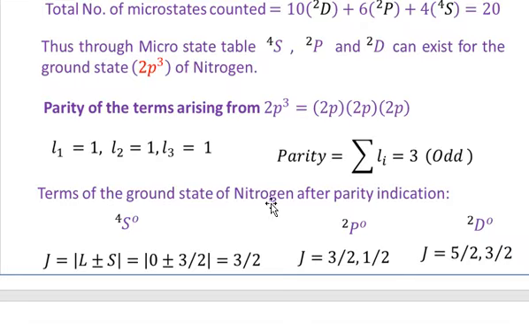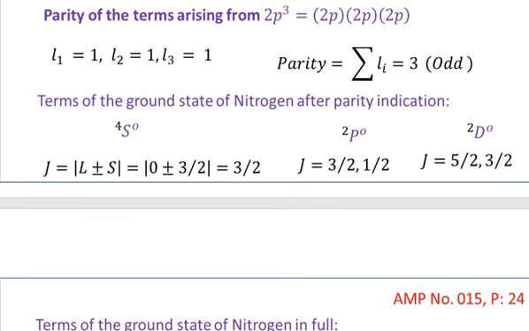So with these terms, you have the odd parity, and the odd parity is designated by the symbol O as a superscript. The terms of the ground state of nitrogen after parity indication can be written as 4S superscript O, 2P superscript O, and 2D superscript O. These are the states corresponding to the ground state of atomic nitrogen with the indication of parity. This O stands for the odd parity.